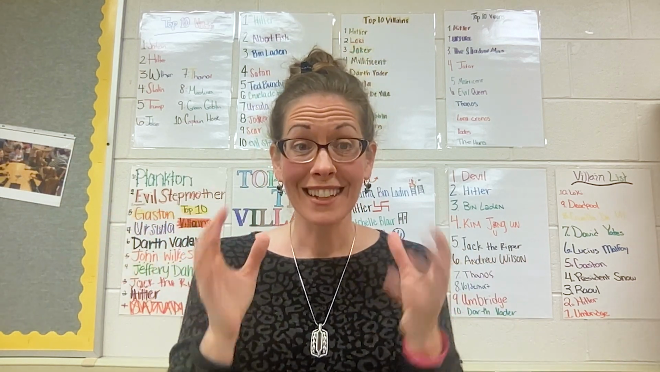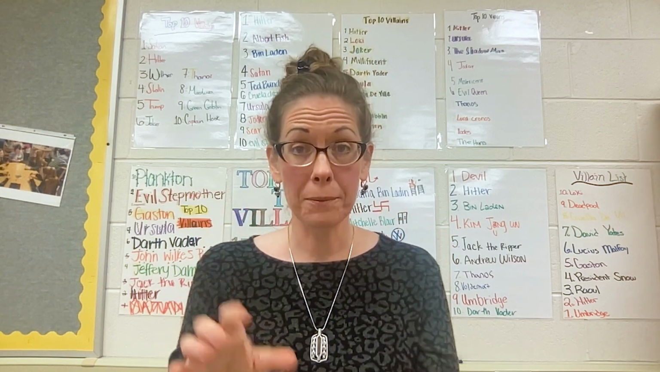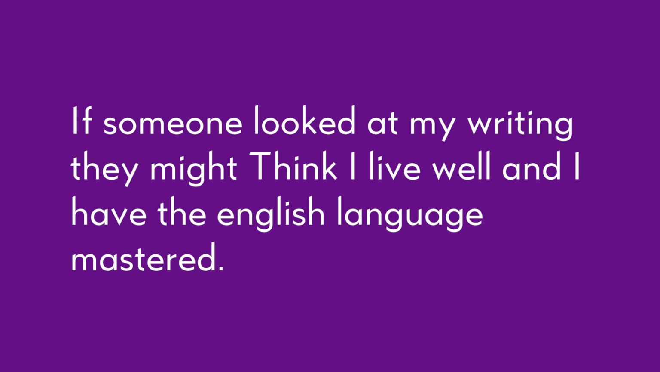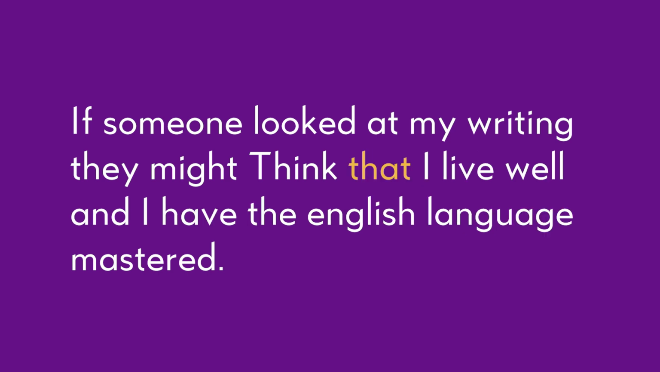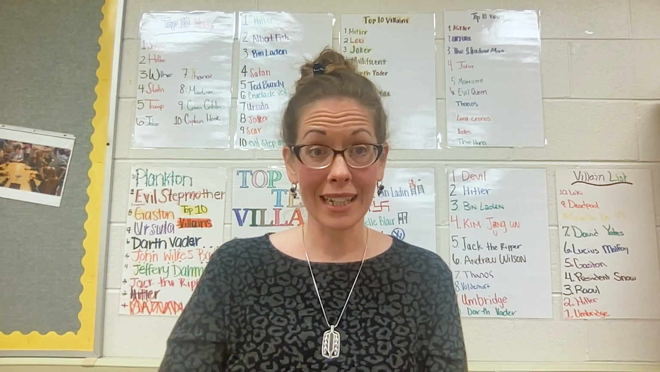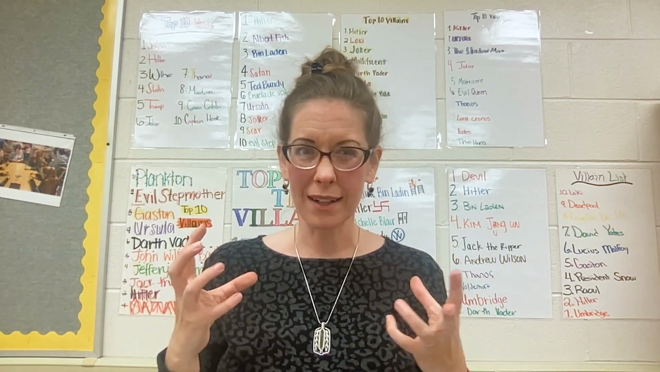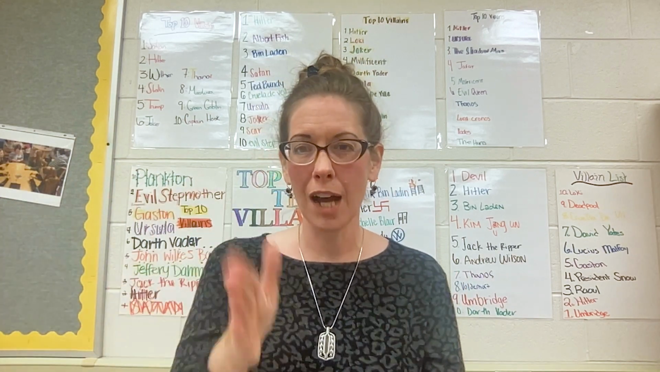And the reason is that this is the one subordinate conjunction that can be implied. So we could phrase this as, and it's not necessary, if someone looked at my writing, they might think that I live well and that I have the English language mastered. The reason that this is important is when we look at and I have the English language mastered, we think, oh, that's going to be a compound sentence. There should be a comma before the and.